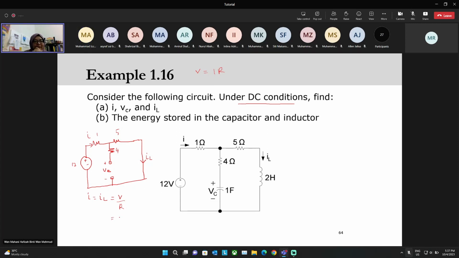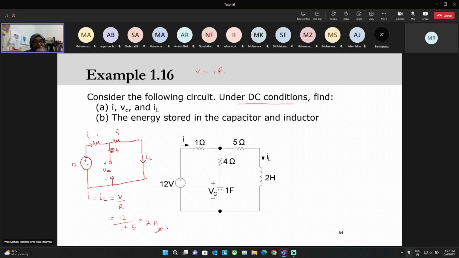Okay, so V dia berapa? 12. R dia ada 6, 1 plus 5. 4 ni memang tak function sebab dia punya sambungan open circuit. There is no voltage drop kat sini. So 12 bahagi dengan 6, you dapat 2 ampere lah kan? You dah menjawab soalan dah ni. I, which is the same as IL, is equals to 2 ampere.